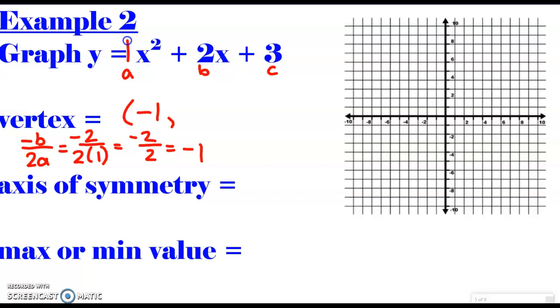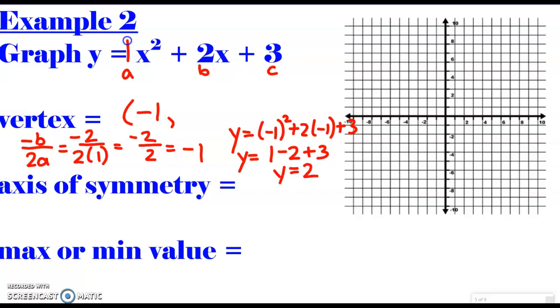To find y, we would plug it in. So y equals negative 1 squared plus 2 times negative 1 plus 3. Negative 1 squared is 1, 2 times negative 1 is negative 2, plus 3, so that gives us 2. So our y-coordinate is 2, and the vertex is at negative 1, 2. So left 1, up 2.